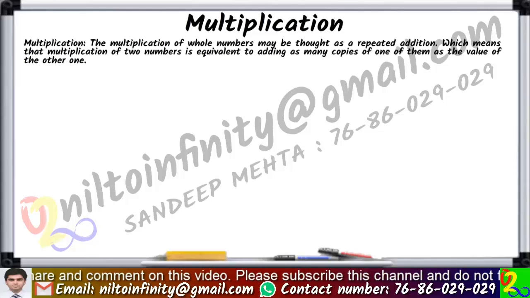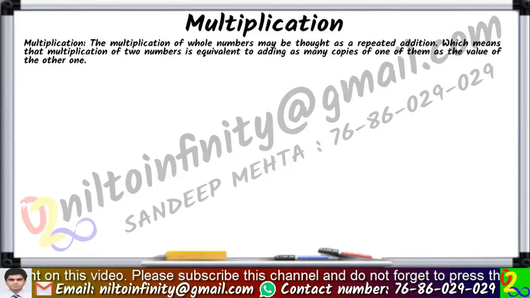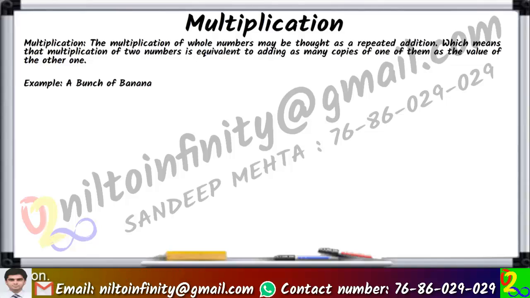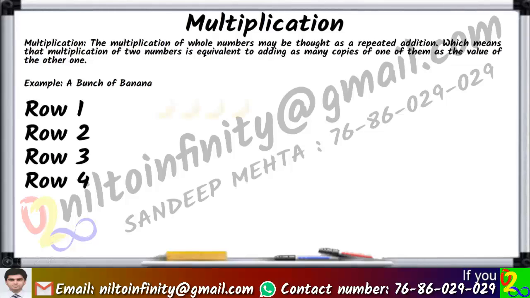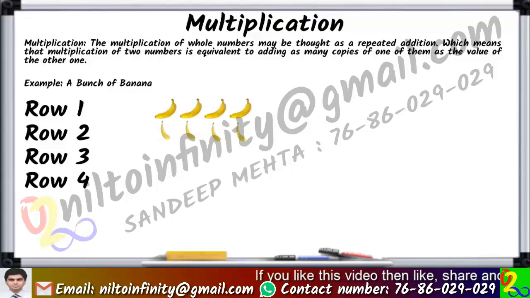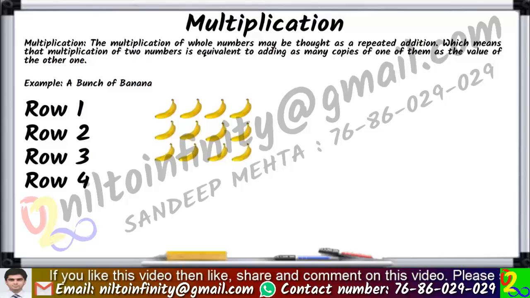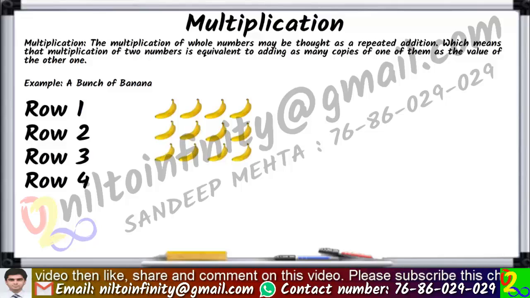The multiplication of whole numbers may be thought of as repeated addition, which means that multiplication of two numbers is equivalent to adding as many copies of one of them as the value of the other one. Example, a bunch of bananas. We will discuss this with the help of two cases. Case 1. Let us consider a group of 4 bananas. Now let us add 2 more rows of bananas, such that each row consists of 4 bananas. So the total number of rows is 3.